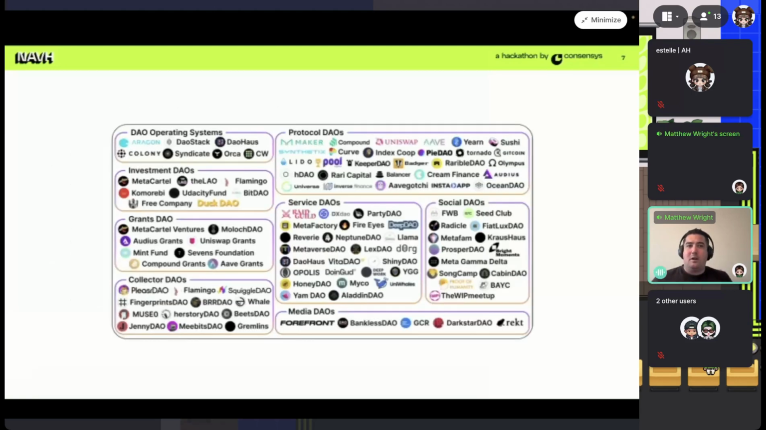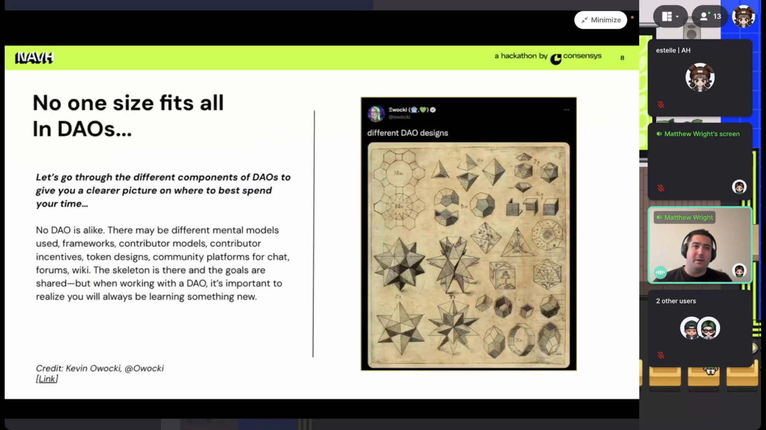Cool. So, this is the slide that we've been seeing for years around the DAO ecosystem. I find it to be a little bit outdated in terms of how we're organizing the thought making around the DAO ecosystem. So I've started to slowly build out a different thesis I want to share with you folks. This is another perspective, but the idea here is that no one size fits all in DAOs.